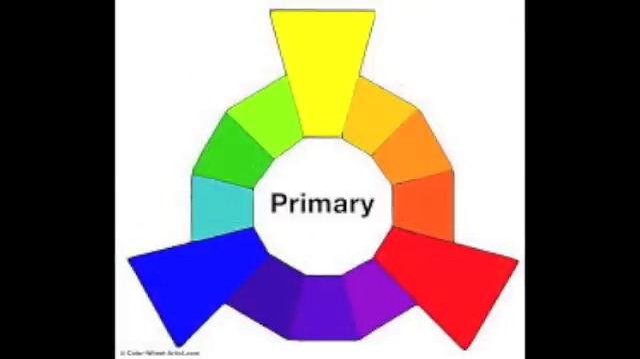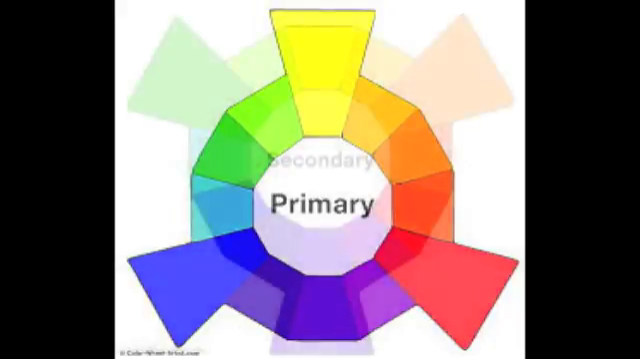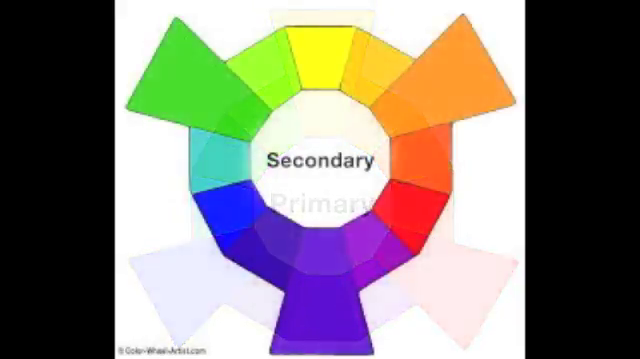Now color is in 3 different sections, and right now we're looking at our primary colors, which are yellow, blue, and red, and you could use these colors to make any other colors in the rainbow. We then have our secondary colors, which you can create from mixing your primary colors. And our secondary colors, as you can see, are green, orange, and purple.